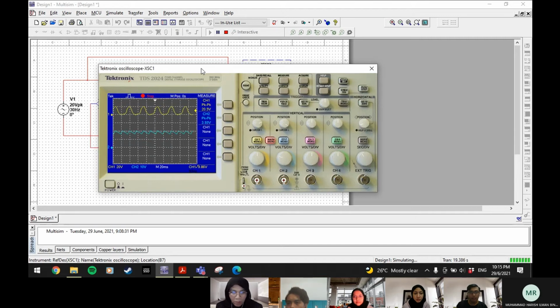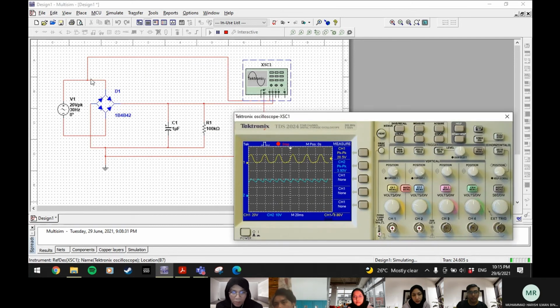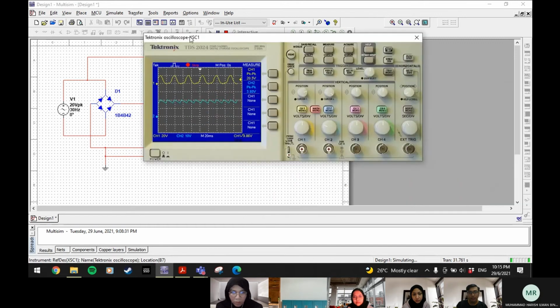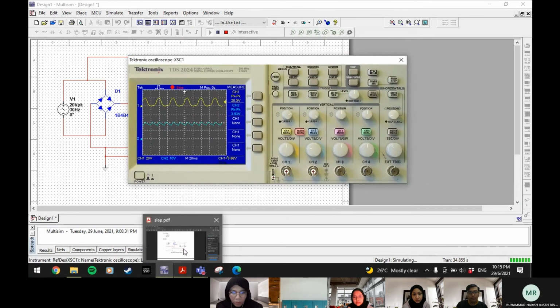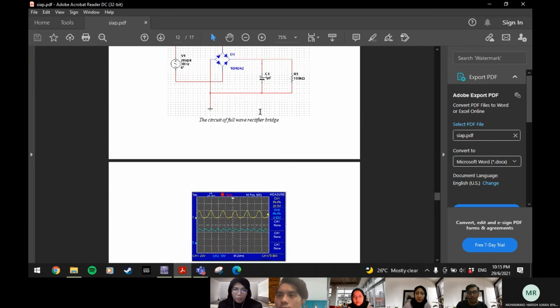As we can see, the first yellow graph refers to the input, and the second graph refers to the output. Based on the figure, we use a 20 VPK and 30 Hz input and apply it to the load. What happened to this second wave is because of this capacitor.